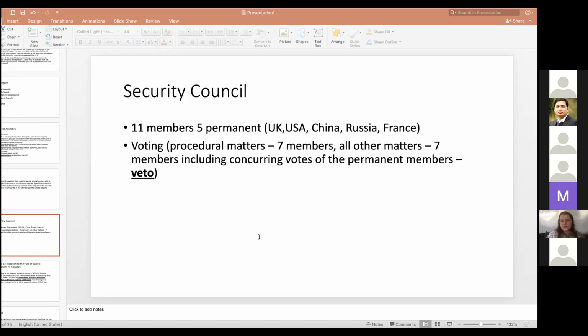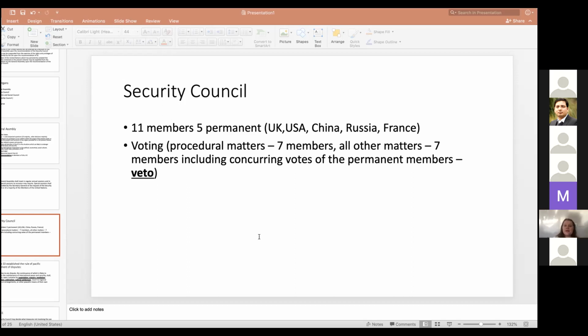The veto was written into the Charter because otherwise the USSR, in particular, would not have been willing to accept the UN. The veto was supposed to protect the USSR from the Western bias of the Council and the General Assembly at that time.